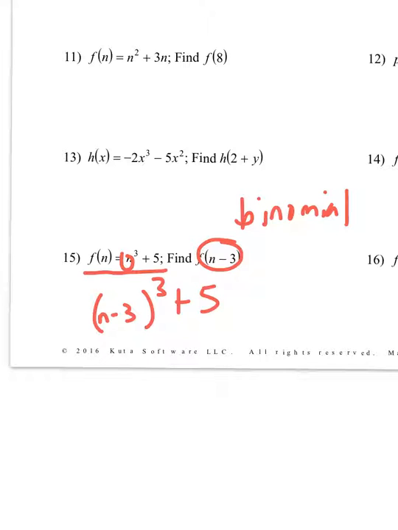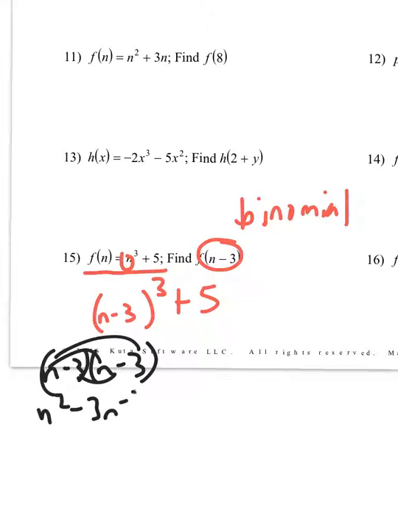Now remember with binomials, when they're to a power, you cannot just square each term or cube each term, whatever the exponent is. So first thing I'm going to do is n minus 3 times n minus 3, which is squaring it. And if we go through and distribute, it's n squared minus 3n minus 3n plus 9. So that would be n squared minus 6n plus 9. So there's n squared.